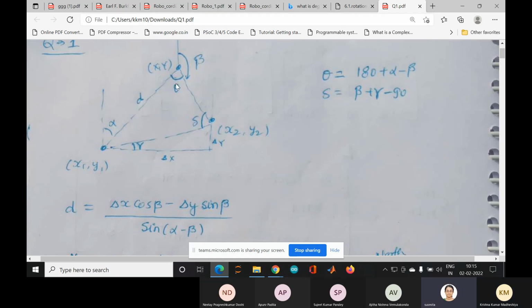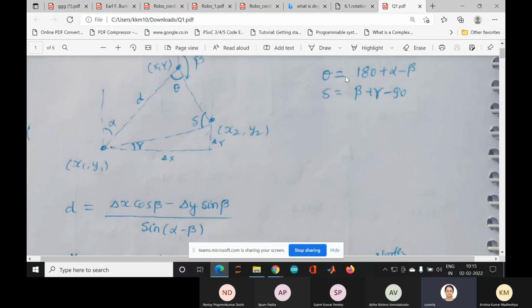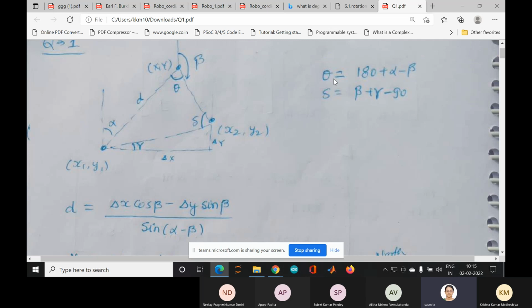That step is not there. I told you to write down all the intermediate steps. Why are you writing the final answer? This way you will not get marks. Ma'am, this is not the final answer.